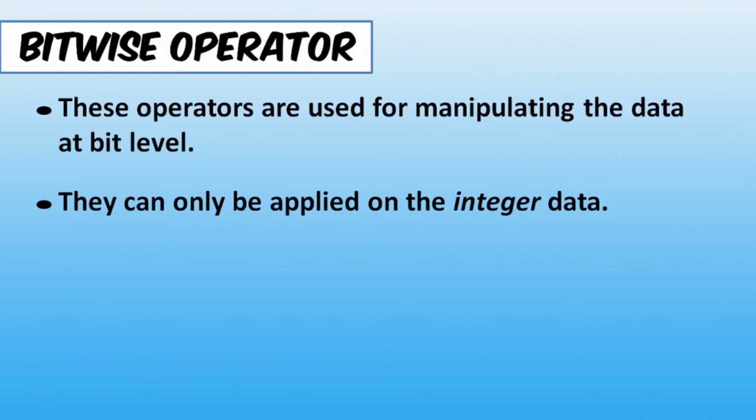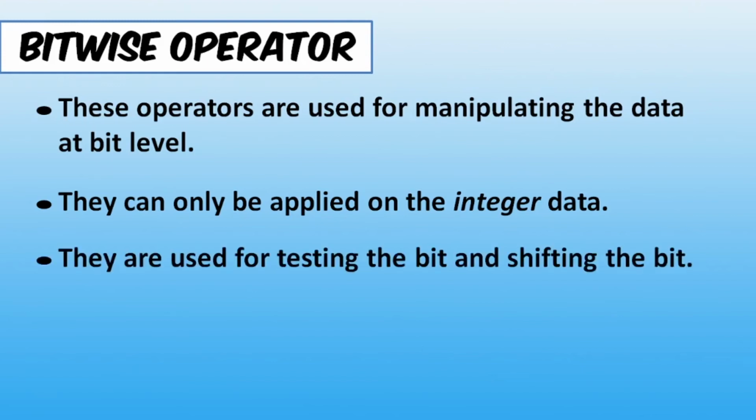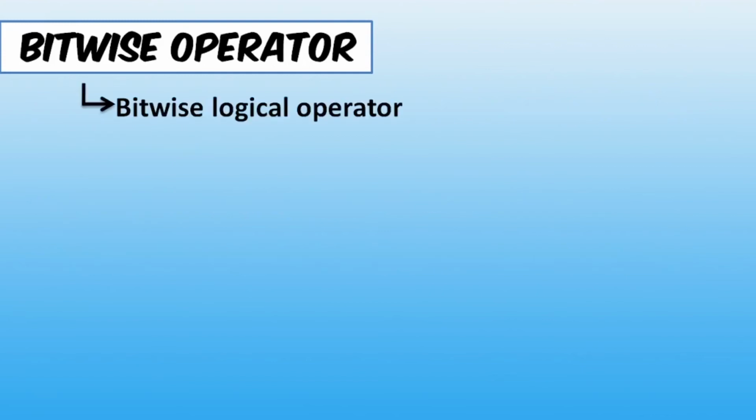So what this bitwise operator does is, first it converts the given integer value to its respective binary bits and then performs operations between them. So they are used for testing the bit and shifting the bit. The bitwise operators used in the C programming language are bitwise logical operators.